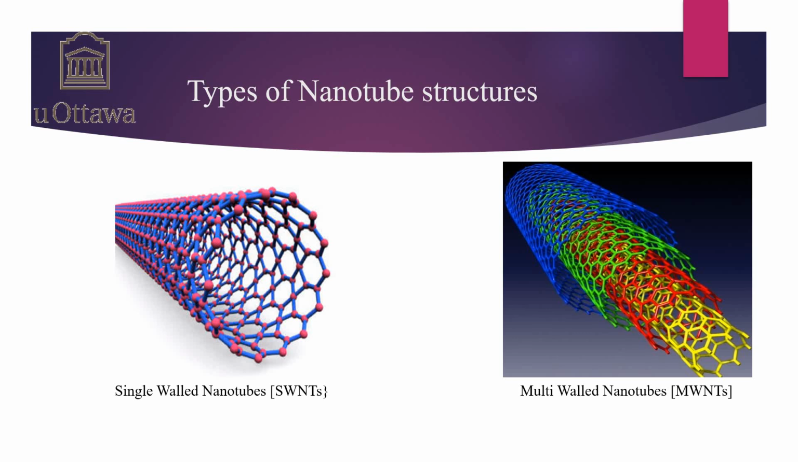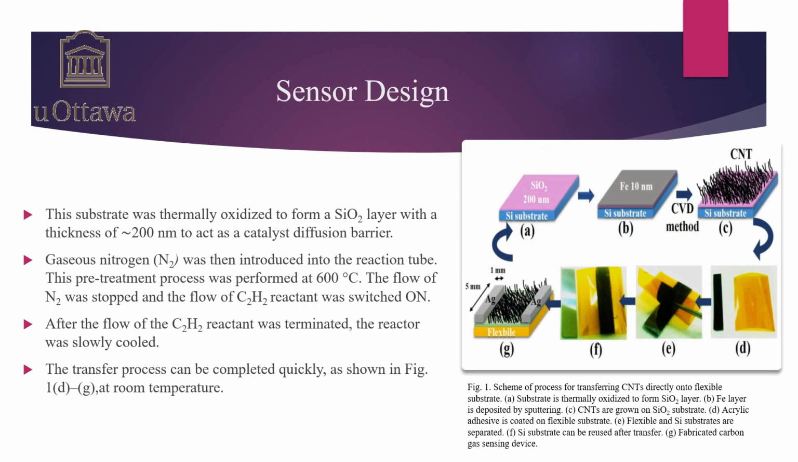Multi-wall carbon nanotubes are also allotropes of carbon. Their walls are formed by multiple one-atom thick sheets of carbon. A multi-wall carbon nanotube consists of multiple rolled layers of concentric nanotubes of graphene inside each other. Now we'll see the sensor design.